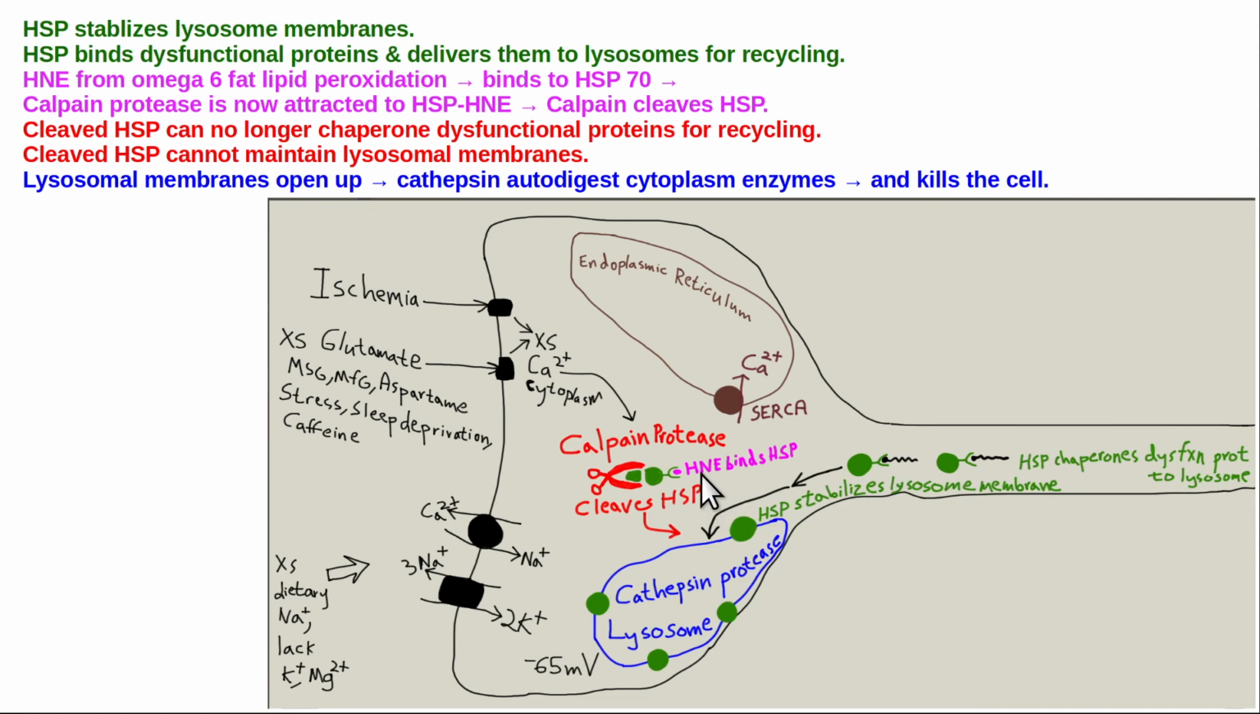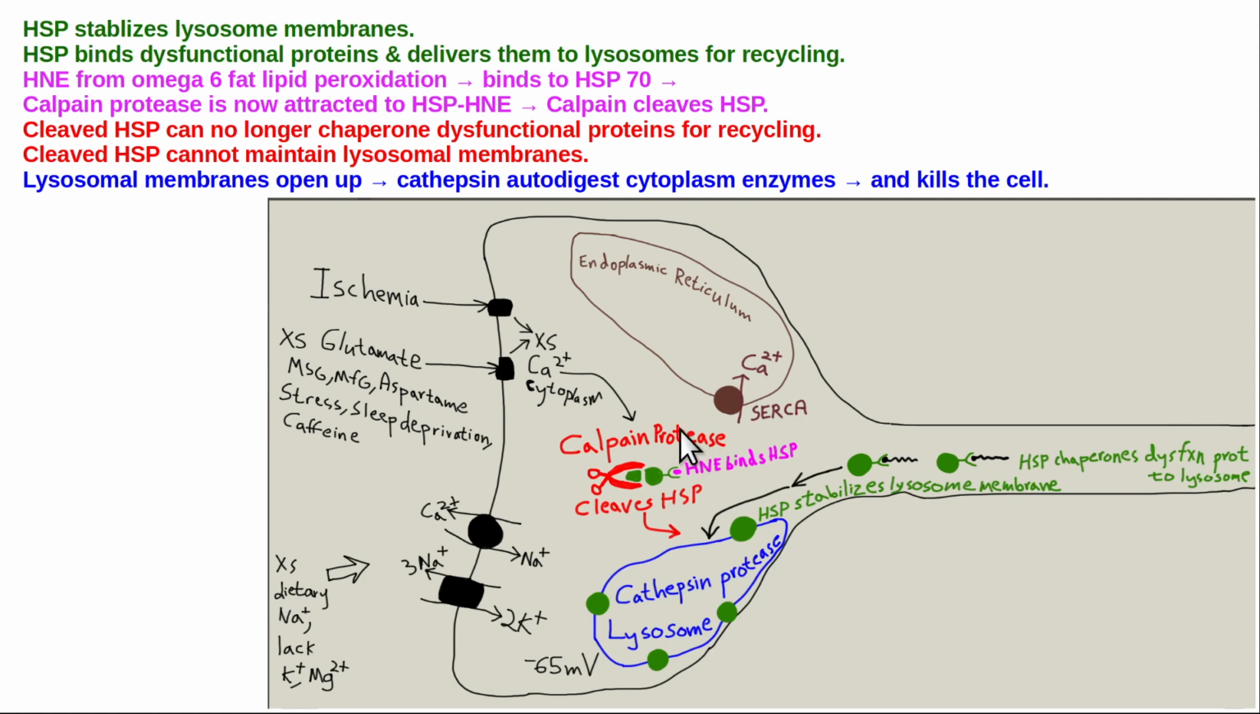When hydroxynonenal is present, it'll bind to the HSP. So here's the HSP binding to hydroxynonenal, and that combination of HNE bound to HSP activates a proteolytic enzyme in the cytoplasm called calpain, and calpain will cleave the HSP, rendering the HSP dysfunctional. Now the HSP can no longer chaperone dysfunctional proteins, and it can no longer stabilize the lysosomal membrane. So the lysosome will break apart, and its digestive enzymes will kill the cell. That's a big deal.